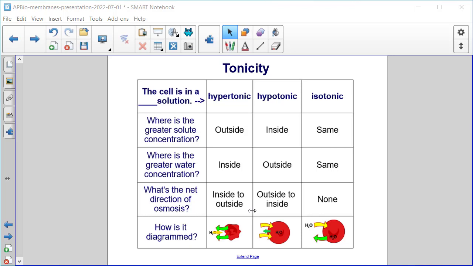If the cell is in a solution that is isotonic, that means there is no greater solute or greater water concentration. They're the same, both inside and outside of the cell. And the net direction, there is no net direction of the water. Water is equally flowing in and out of the cell.